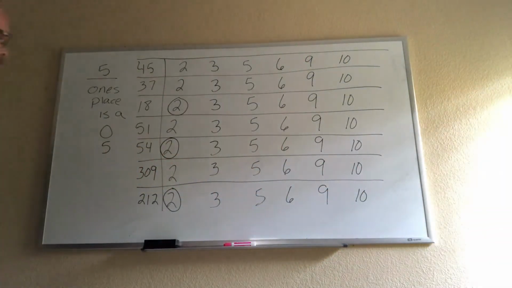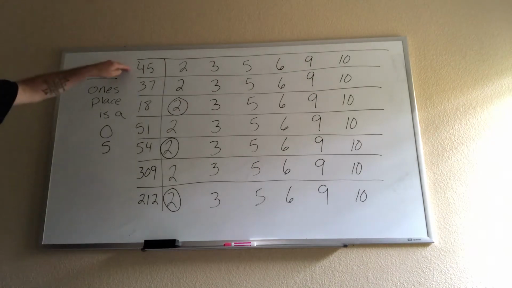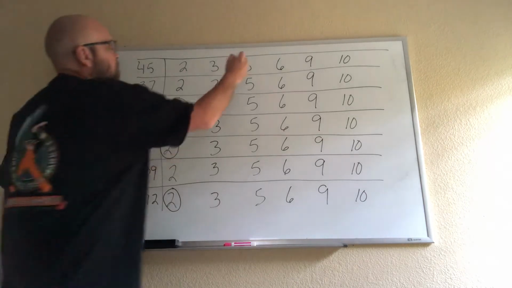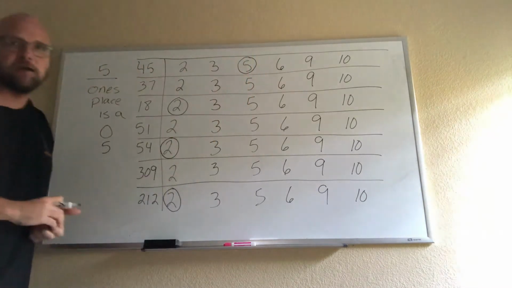Okay, so let's look at 45. Is 45 divisible by 5? Thumbs up or thumbs down? Good. It is divisible by 5. You should have a check in the 5 box.